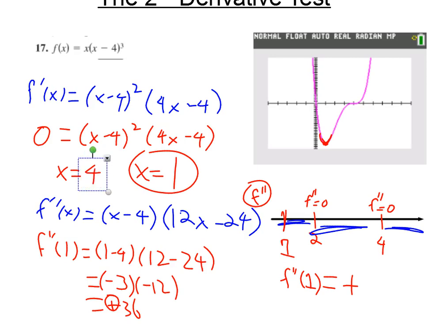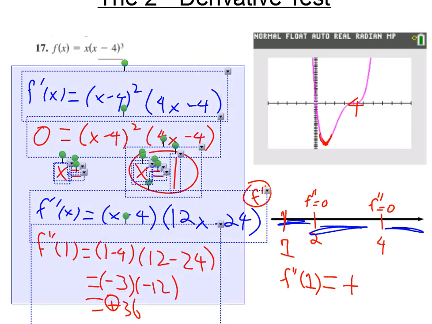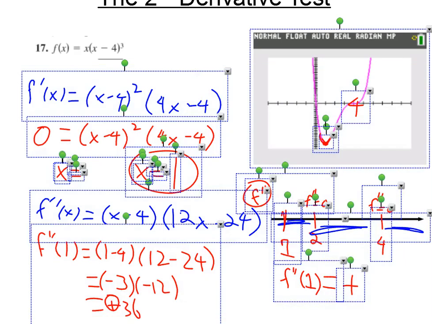Similarly, if I did this with my other critical number of 4, when I plugged in 4 here, do I get a positive number for f double prime, a negative number, or 0? Well, I got 0. So if f double prime of 4 is equal to 0, that means it's not in any type of concavity. It must be a point of inflection. So ultimately, here are my rules for the second derivative test.